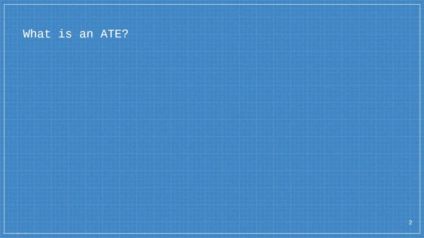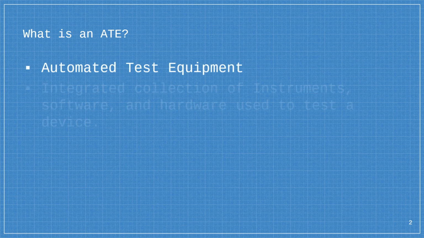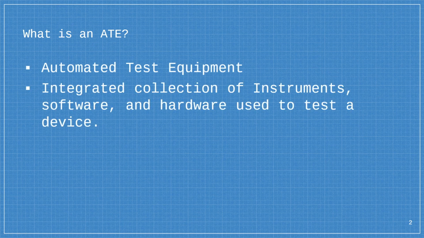If you've found this video, you're probably somewhat familiar with what an ATE is and what it does, but ATE just stands for Automated Test Equipment. And this is just an integrated collection of instruments, software, and hardware used to test a device. There's a lot of complicated devices, especially embedded devices, cell phones, radios, set-top boxes that are too complicated to test efficiently on a benchtop. So if you want to verify the functionality for it, then you need some sort of automated test equipment to do it.